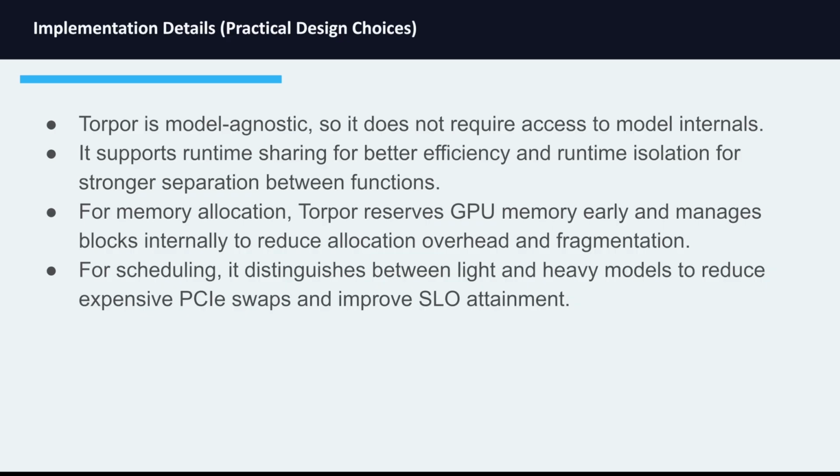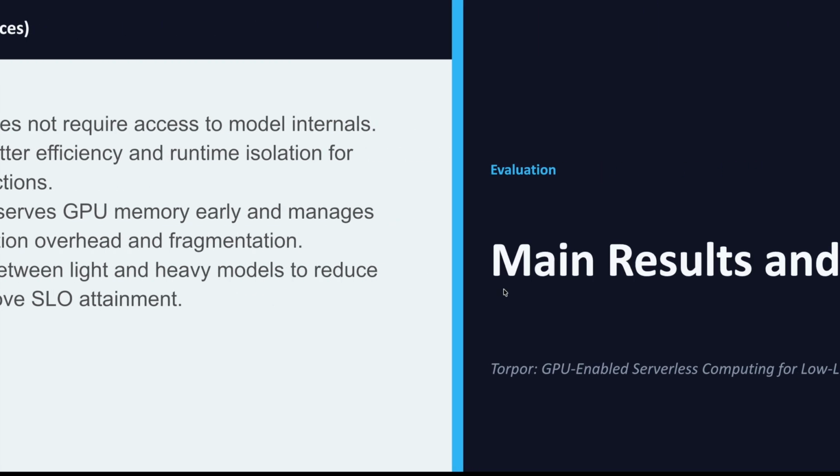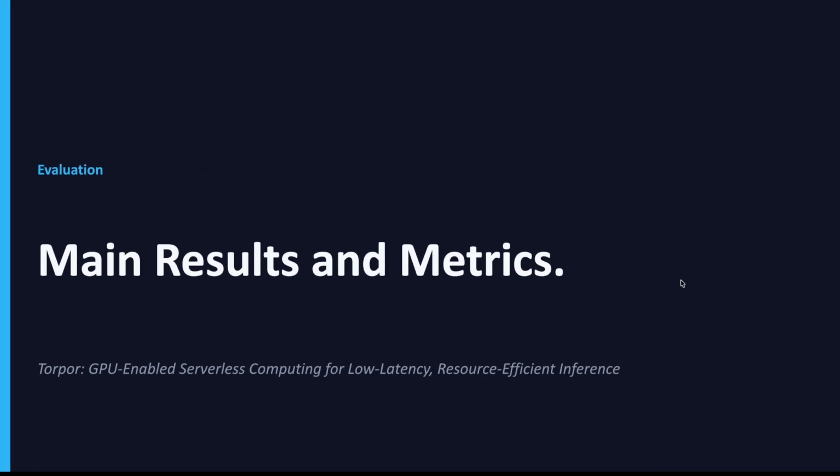So these design choices matter because they show Torpor was built for real cloud deployment, not just as a toy prototype. The model agnostic design is especially important because cloud providers often can't inspect private customer models. So this allows Torpor to be used by many people. So next I'll go over the main results and the metrics from the paper.